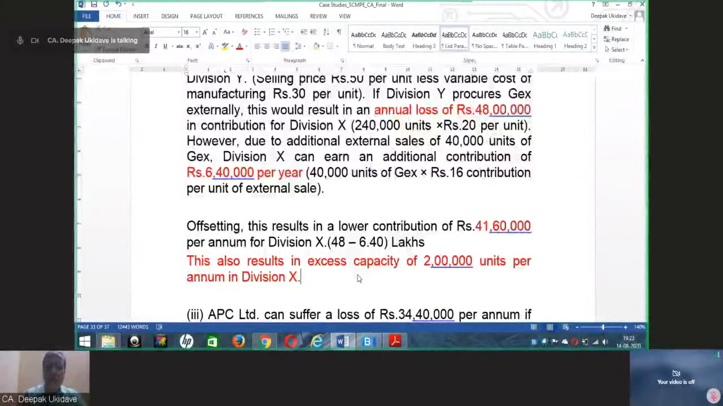Now these are qualitative aspects which are not highlighted here, but obviously have to be taken into account. So it is written in one line: this also results in excess capacity of 2 lakh units per annum in division X. Because now division X is no longer catering to division Y, it is left with excess capacity. I hope all of you have understood both the scenarios, scenario 1 and scenario 2. Right?